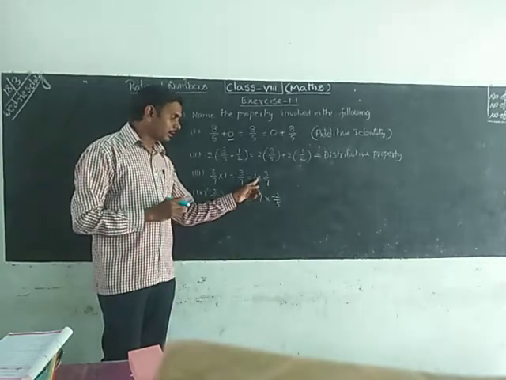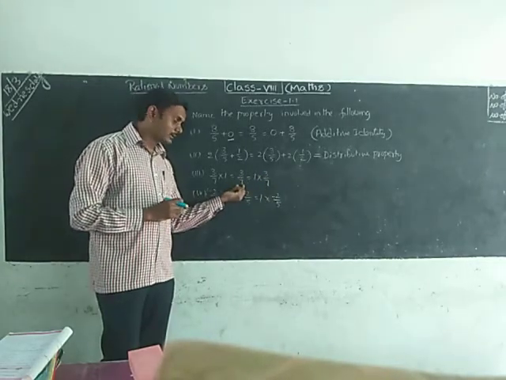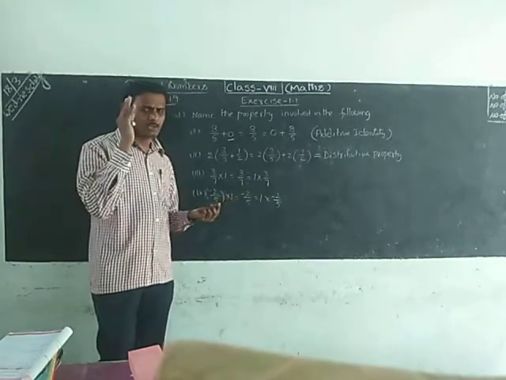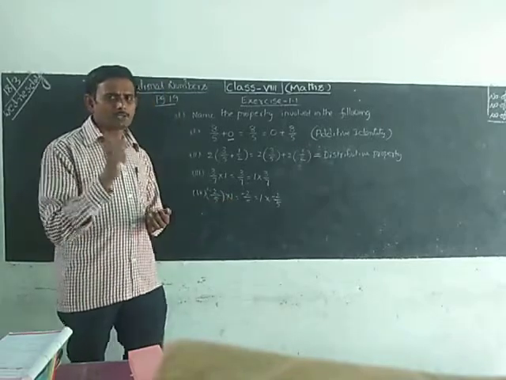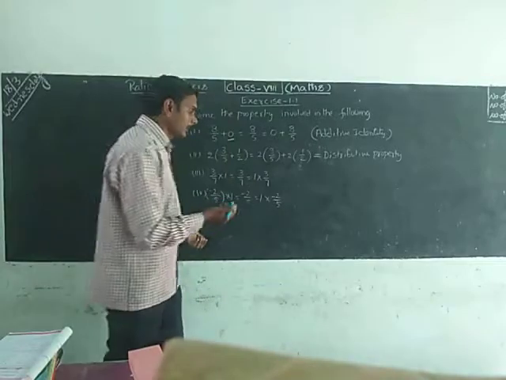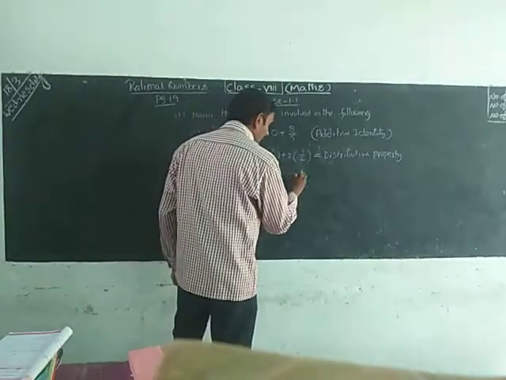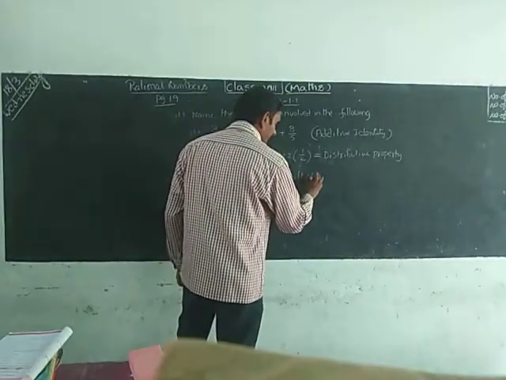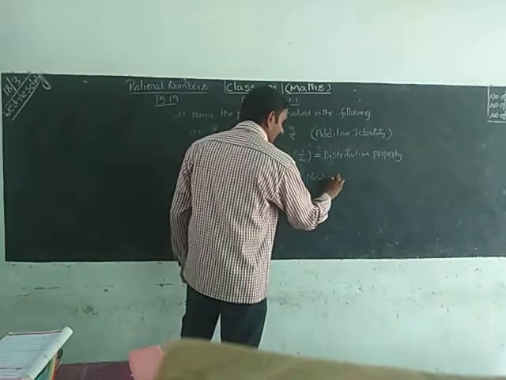Otherwise, 1 multiplied with 3 by 7, we get 3 by 7 only. When 1 appears there, that is the identity element. Which identity element? Multiplicative identity.